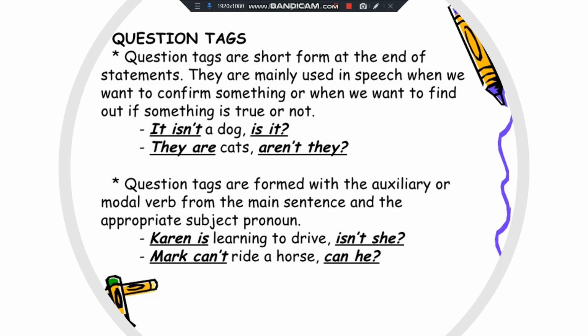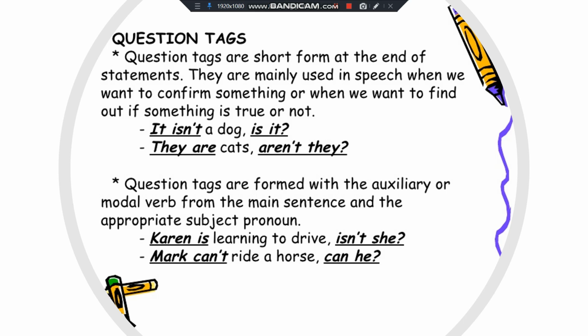Mark can't ride a horse. Here, what helping verb have we used? Can't. But what type of sentence is this, my dear children? It's a negative sentence. Can't is the short form of cannot. So remember, you need to use a positive question tag. So you use can. What pronoun can you use here? Obviously he, because Mark is a boy, male, masculine gender.